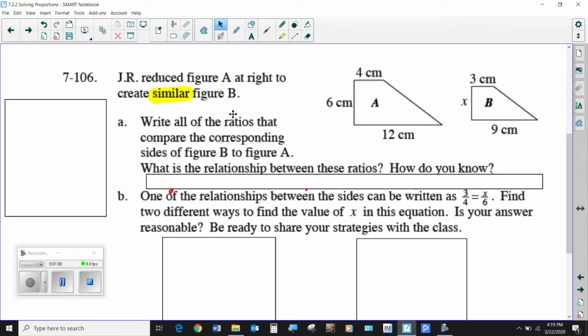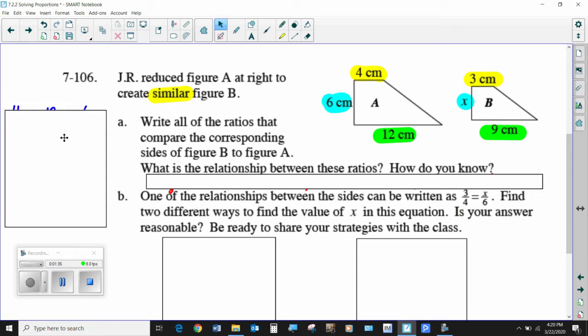So the first task is to write all the ratios that compare the corresponding sides of figure B to figure A. So I'm going to go ahead and highlight this top part of the trapezoid. These two side lengths correspond to each other. The bases at the bottom also correspond to each other, and then the side here that's perpendicular to your two bases, which is the height of your trapezoid, those two sides will correspond to each other.